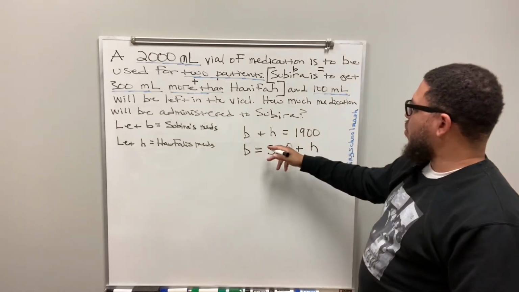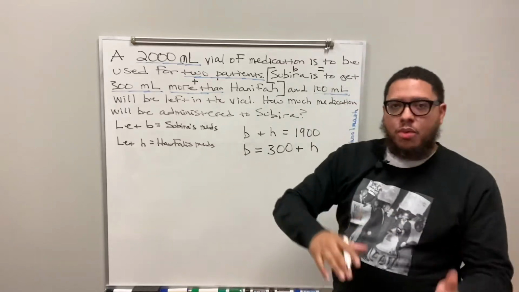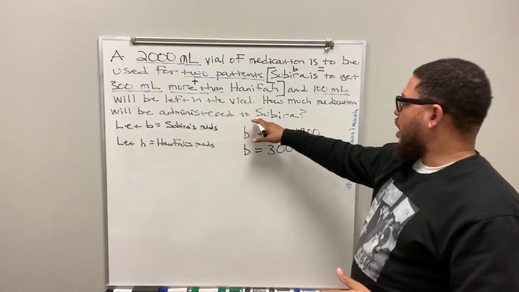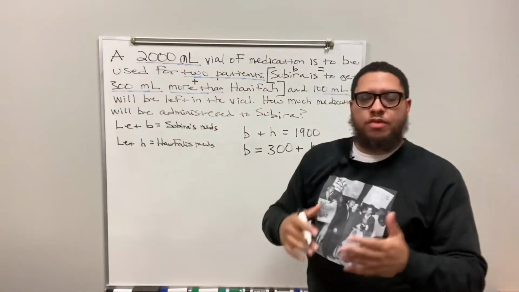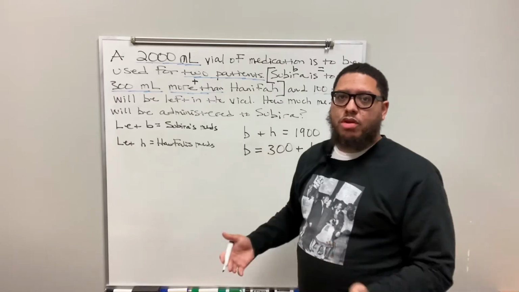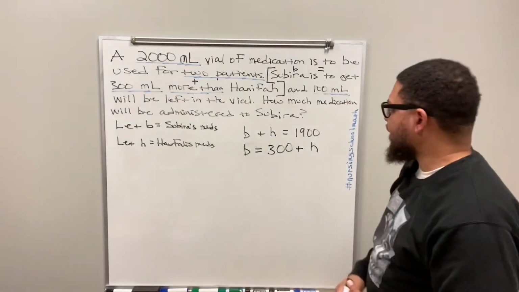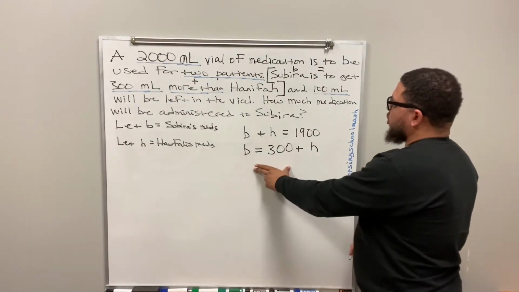Okay. So what happens is, I got to find Hanifa's too, because I want to solve the whole system so that I can check my work. Because I don't want to just answer how much medication Sabira gets, because then I have no way of checking to see if I did it correctly. So I got to answer both in order to be able to check my work, because that's key when we're doing algebra. All right. So, let me just back up and go over this again.